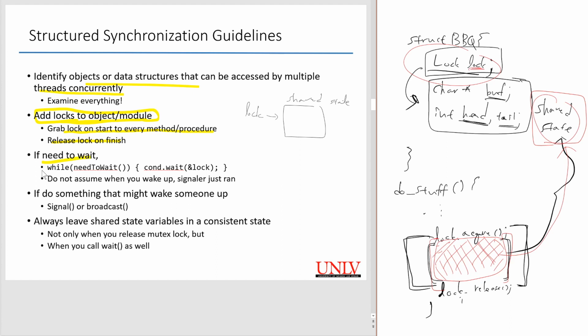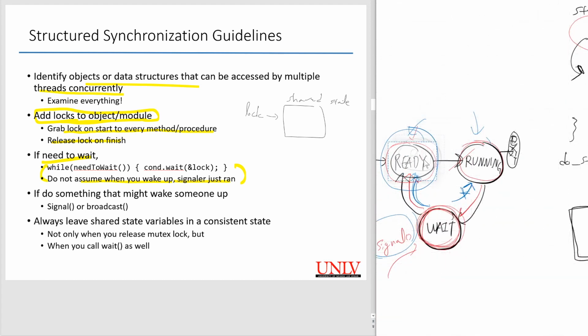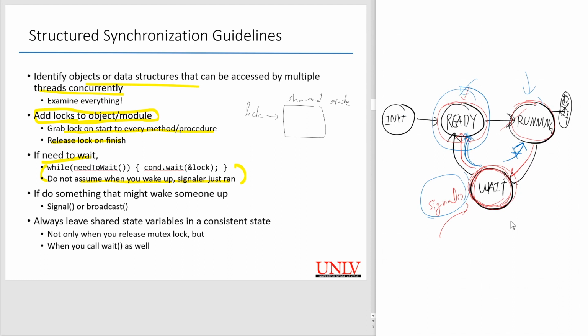If you need to wait, use a retry loop. Do not assume that when you wake up, signal just ran. This is called the Mesa semantic. The woken up thread doesn't go back to running state. Instead, it goes back to ready state. Okay. If you do something that might wake someone up, you need to call signal or broadcast. And make sure that you call signal or broadcast inside the critical section.